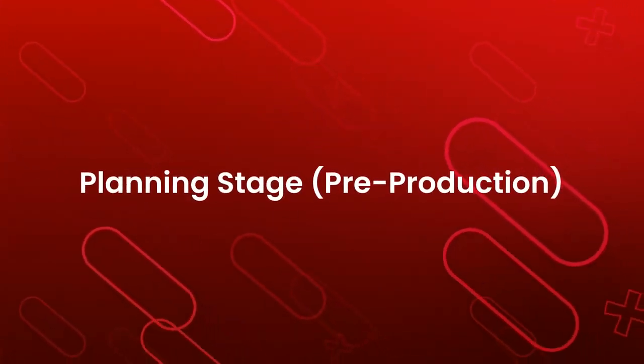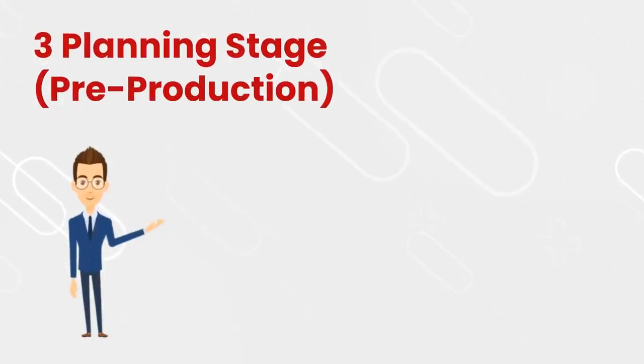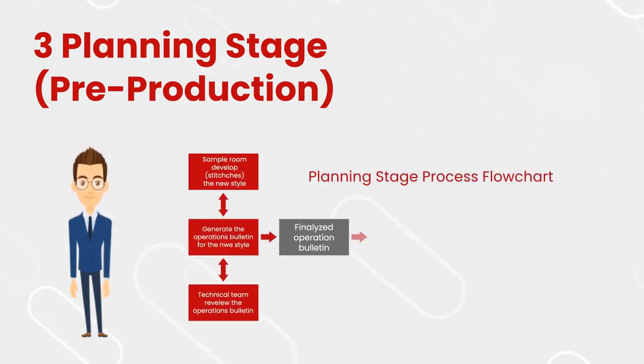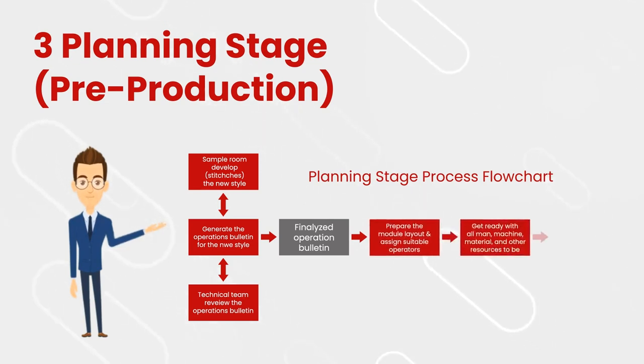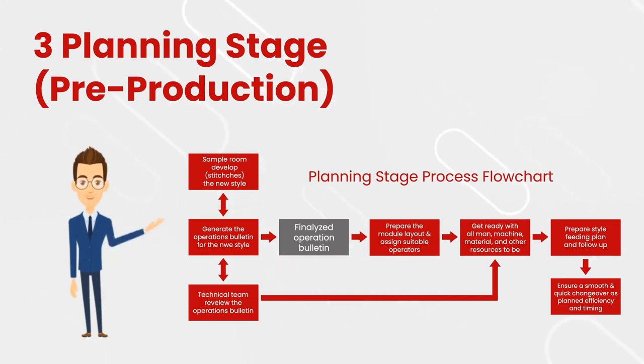Planning stage, pre-production. Planning activities of the IE focus on implementation of new styles in designated production lines. The process starts when the IE officer collaboratively works with the sample room technical team in creating and finalizing the operations bulletin for stitching the new style, deciding the workplace layout, organizing all required resources, executing the line feeding plan, and enabling the quick changeover of the style to catch up the learning efficiencies. This process is schematically depicted in the following image.